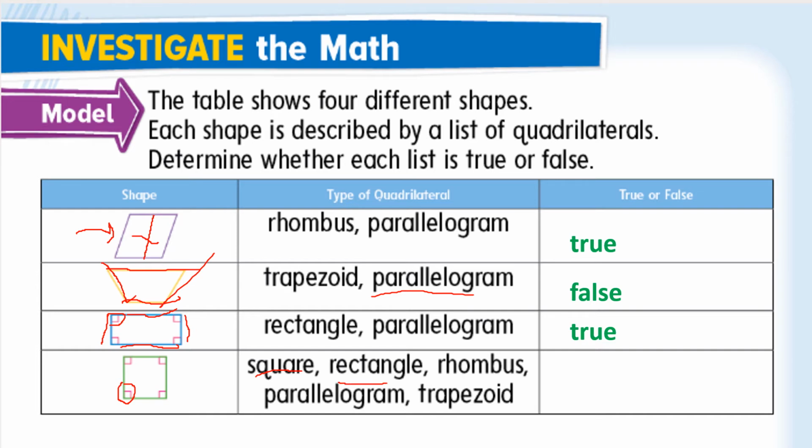So that's true. Could it be a rhombus? Could it be called a rhombus? To be a rhombus, the opposite sides have to be parallel and the same length. That's true. Could it be a parallelogram also? For it to be a parallelogram, opposite sides have to be the same length and parallel. So that's true. Could it be a trapezoid? Only one side parallel? That makes it false, right?